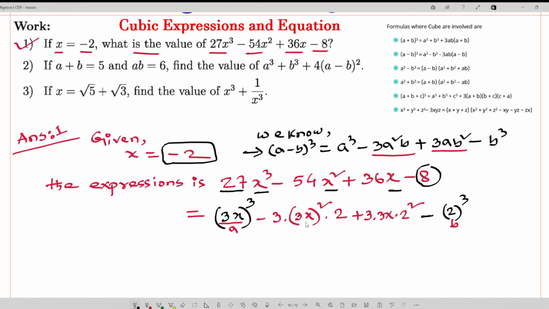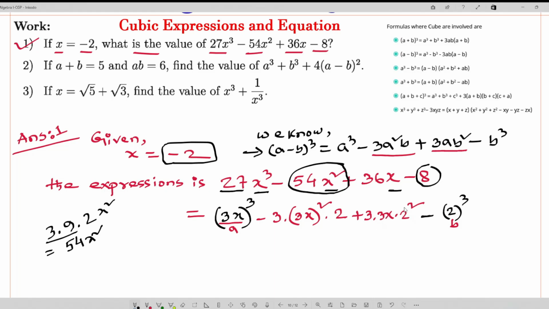Now look, here is 3 times 3x square times 2. What will be the result? 3 times 3 square means 9, times 2, and here is x square, right? Now look, 3 times 9 means 27, 27 times 2 means 54, and here is x square. Look, we already get this result.